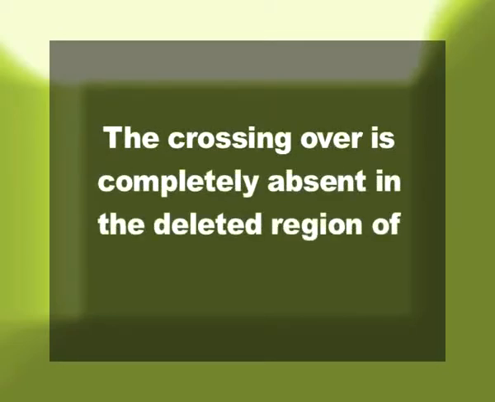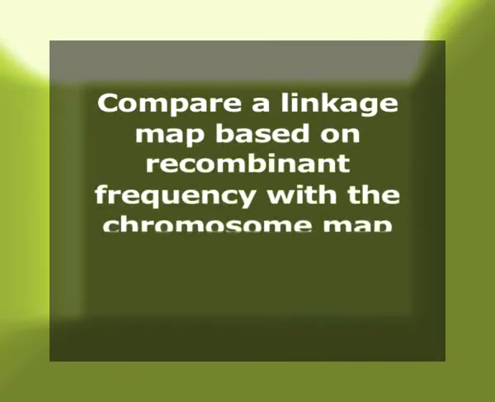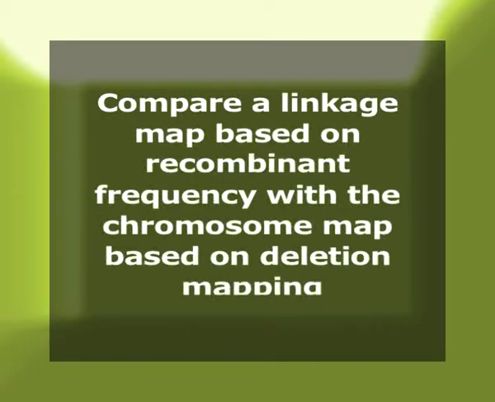The third is that crossing over is completely absent in the deleted region of a chromosome, since this region is present in only one copy in the deletion heterozygotes. The fourth is that deletion analysis makes it possible to compare a linkage map based on recombinant frequency with the chromosome map based on deletion mapping. By and large, where this comparison is made, the maps correspond, a satisfying cytological endorsement of a purely genetic creation.